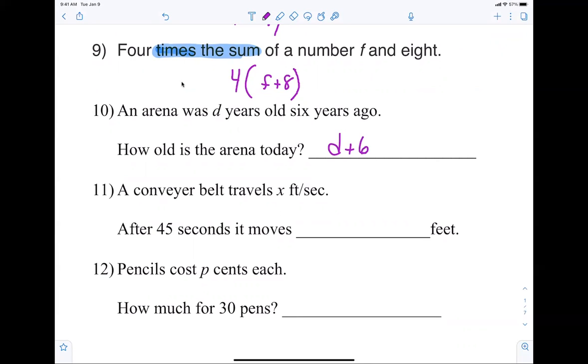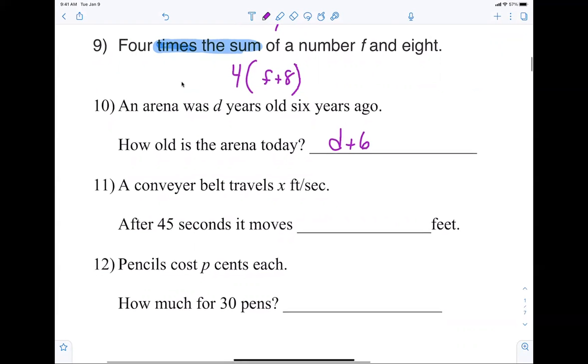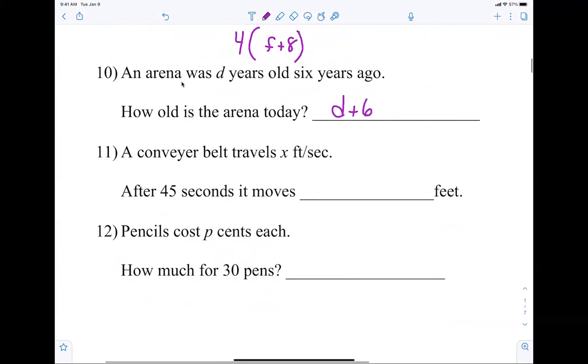All right, next. Zeb. Travels x after 45 seconds. Yes, good, good, good, good. 45x. All right, I'm pretty happy with that. All right, KK.